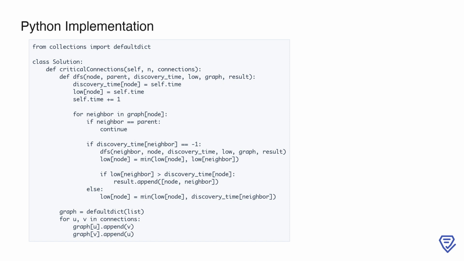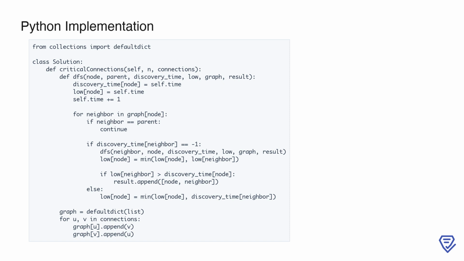The DFS function takes several parameters: the current node, its parent in the DFS tree, the discovery_time and low arrays to track the discovery times and the lowest reachable nodes, the graph representing the network, and the result list that will store the critical connections. Initially, the discovery and low values for the current node are set to the current time, which is then incremented.